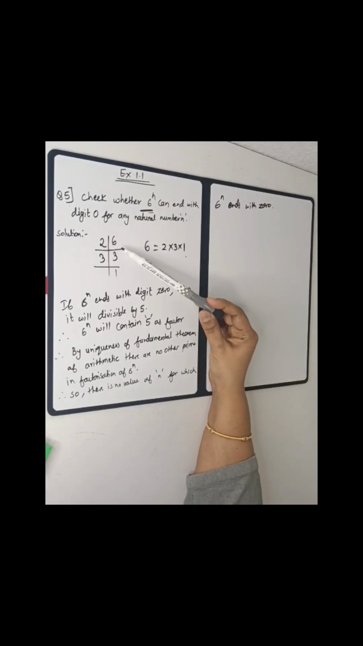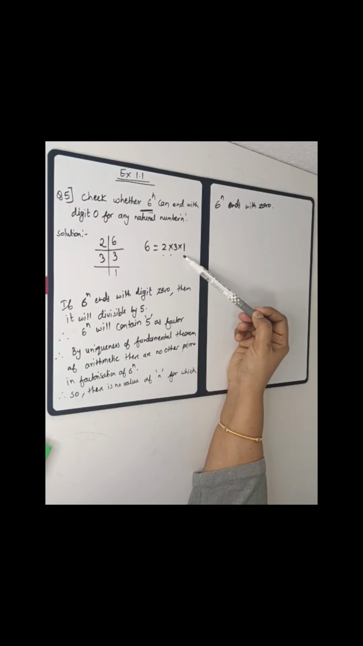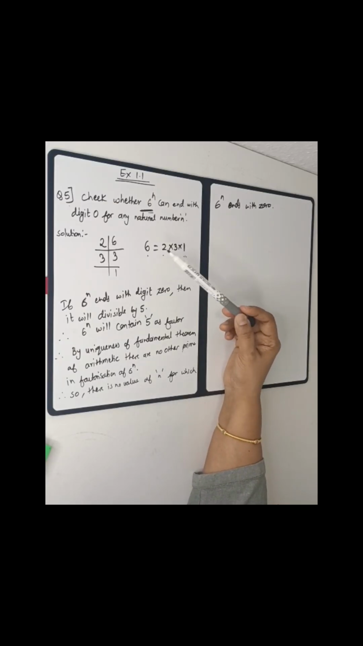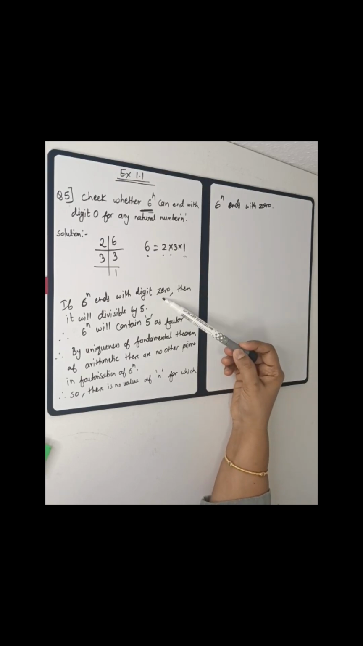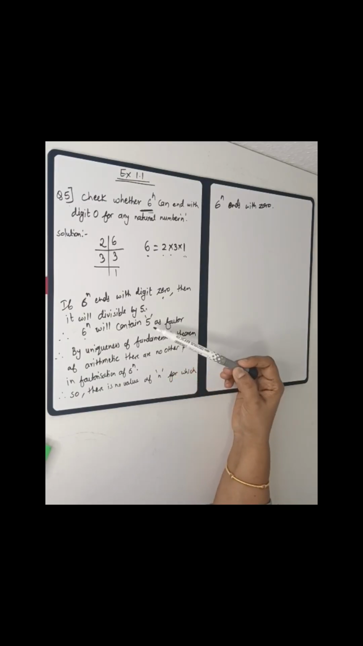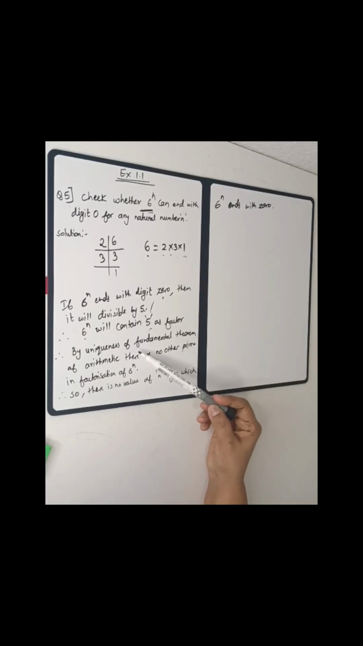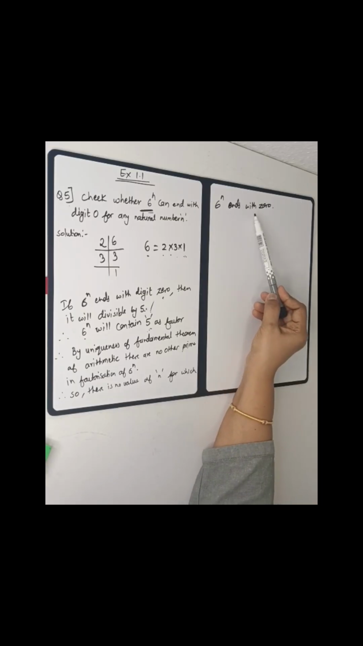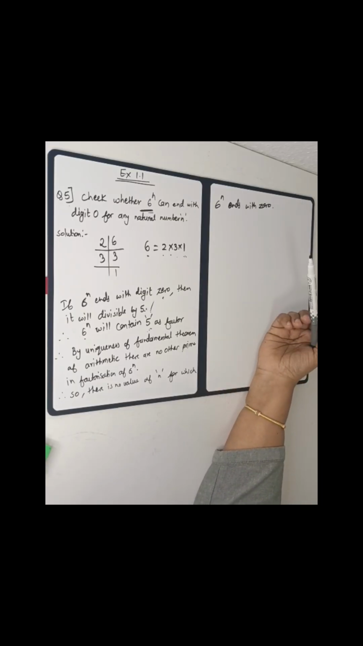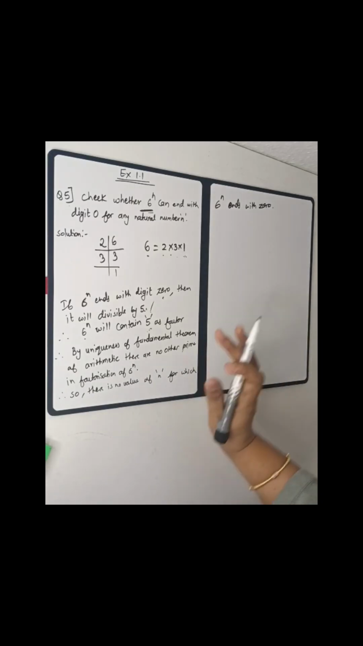Again, I'll explain. First, I did the prime factorization of 6, which shows 2, 3, 1 are the prime factors of this number 6. But if it is supposed to end with 0, that means it is divisible by 5. That means the factors of 6 raised to n will contain 5. But this contradicts the uniqueness of the fundamental theorem of arithmetic, and therefore there is no other prime factorization of 6 raised to n. There is no value of n for which 6 raised to n ends with 0. Okay, so let's go to the next question, question number 6.